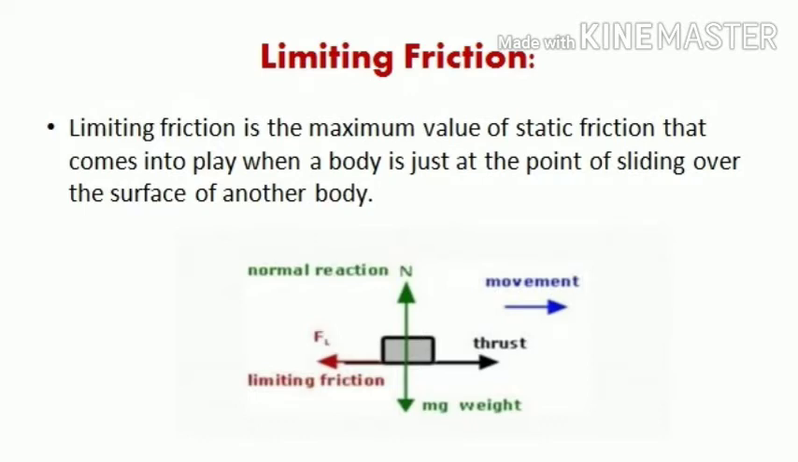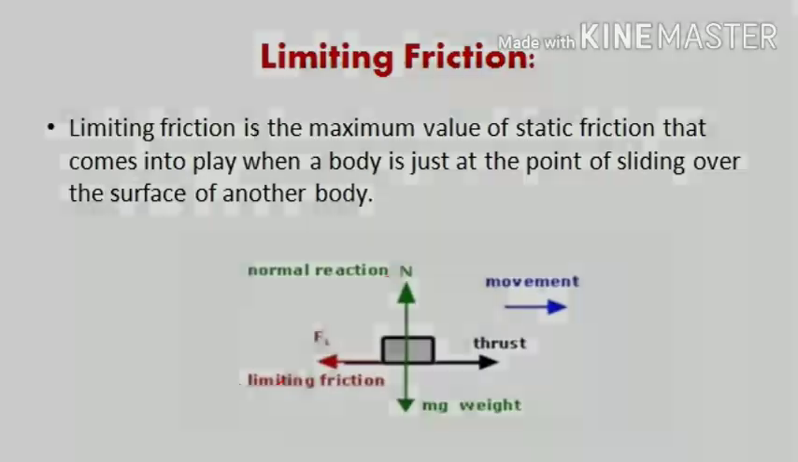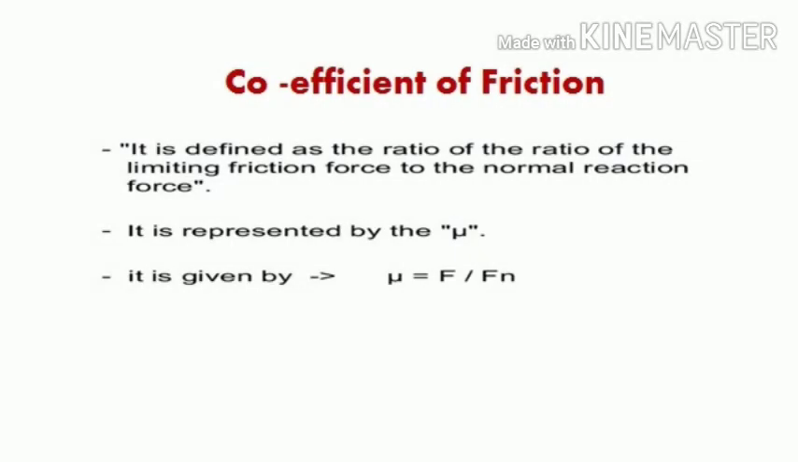So we can write the frictional force F and the normal reaction Fn, with mu equal to F by Fn. Now the coefficient of friction, we can easily find out: mu equals F by N.